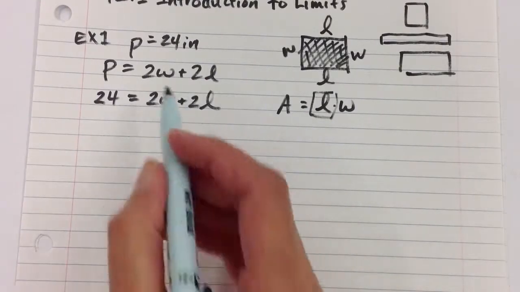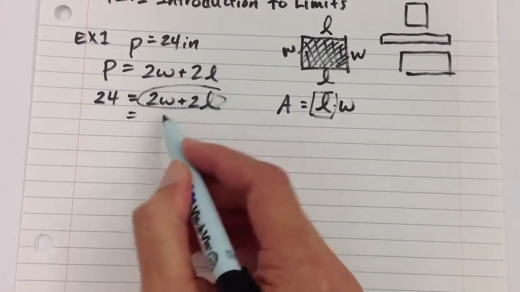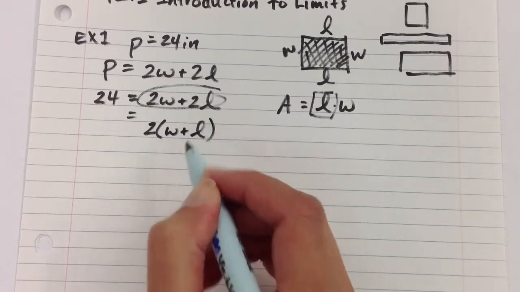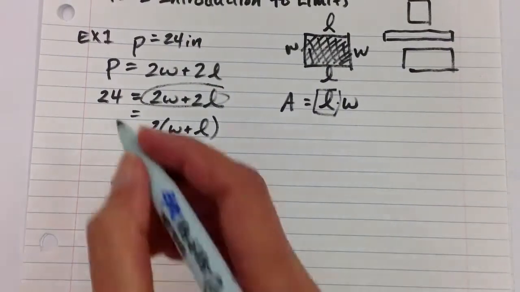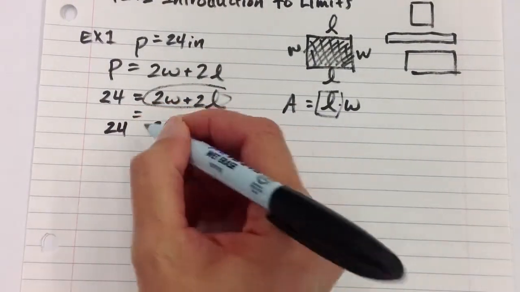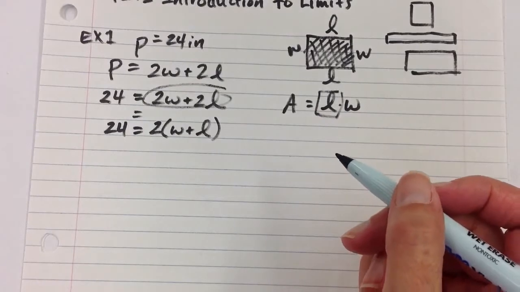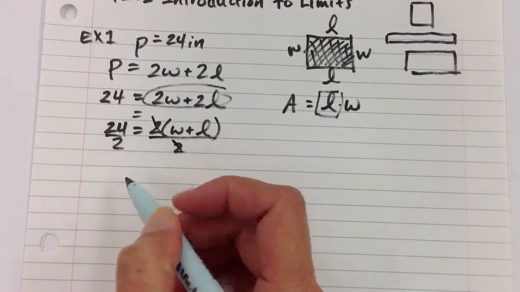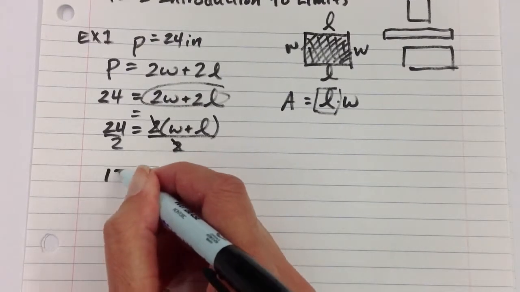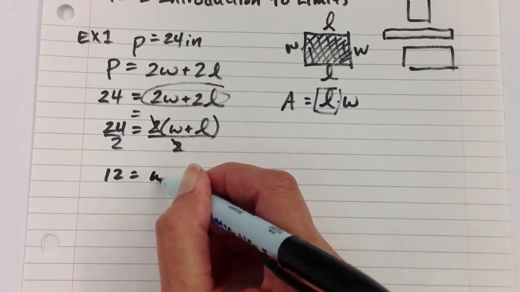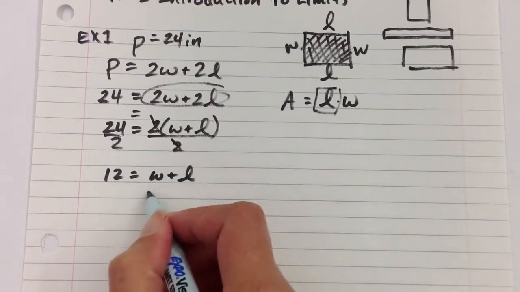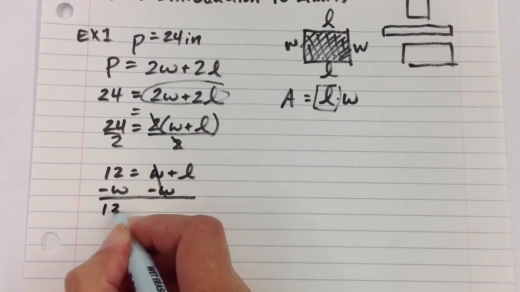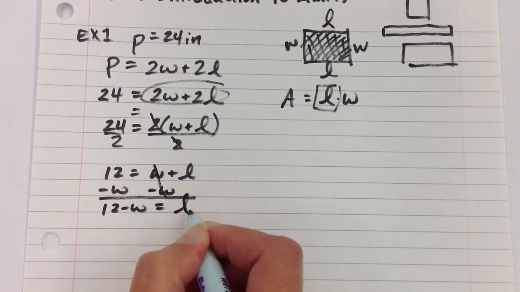So let's solve this equation for L and substitute it into here so that we get rid of the L. Okay, so one thing I'm going to do, since these both have a 2 in them, I'm going to take a 2 out and put W plus L. 2 times W plus L equals 24. And then just divide by 2 to get rid of that 2. 24 divided by 2 gives me 12 equals W plus L. And then subtract W from both sides. And you get 12 minus W equals L.